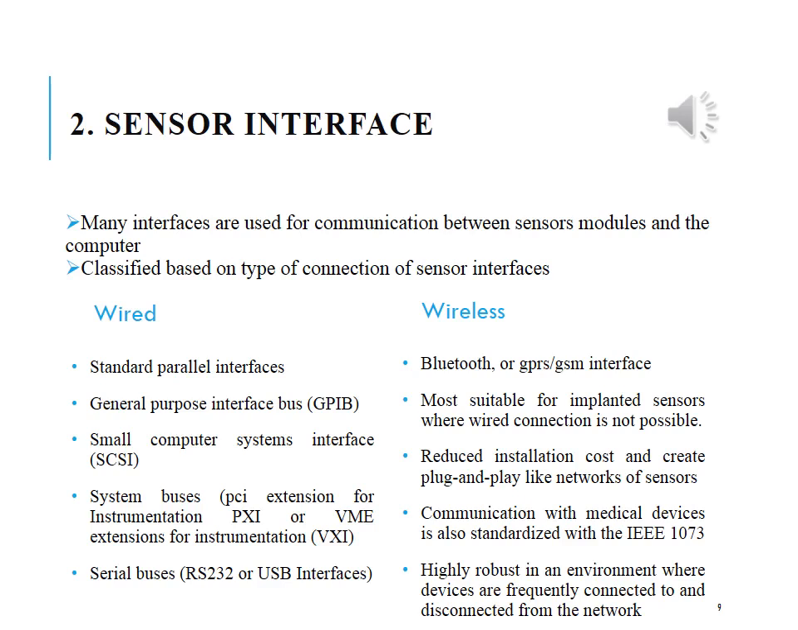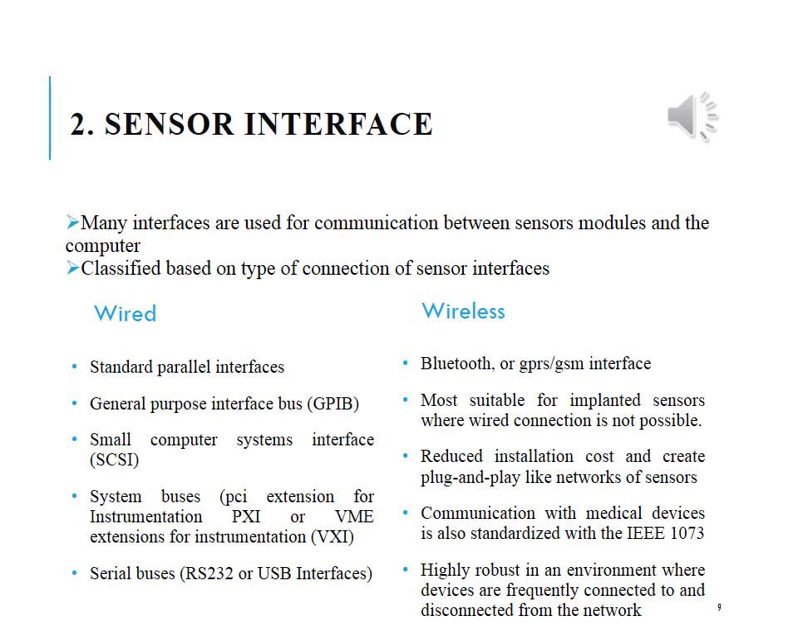Many interfaces are used for communication between sensor modules and the computer, and they are classified based on the type of connection into two, wired and wireless. Wired interfaces are standard parallel interfaces. The general purpose interface bus and the small computer systems interface are some of the examples. Next one is the wireless interface, which commonly makes use of Bluetooth or the GPRS or the GSM interface.